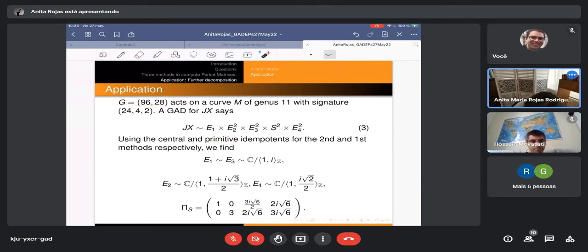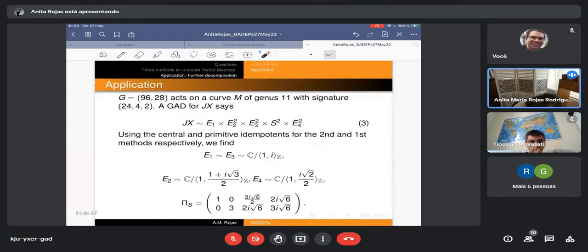So since we have the group, the signature, and the group action, we can compute the central and primitive idempotents. And with that, we use the second method I showed you, and we find the period matrices of these factors, of the primitive factors.